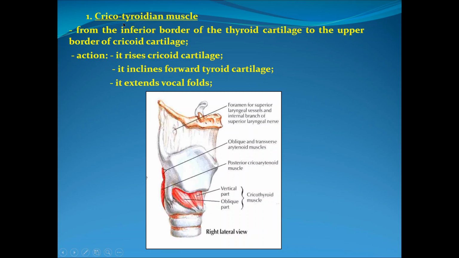Again, the name of the muscle is determined by the connection between, look at it, for example, cricothyroidean, crico from cricoid cartilage, thyroidean to the thyroid cartilage. So right here is our muscle. As you can see, it connects the inferior border of the thyroid with the superior border of the cricoid cartilage. It has two types of fibers here. What's the movement? When the muscle is contracted, it inclines the thyroid or raises the cricoid cartilage. Because of this movement, it extends the vocal folds.